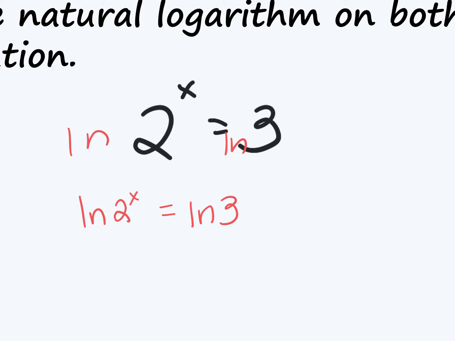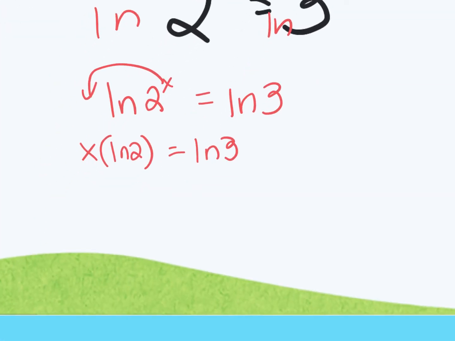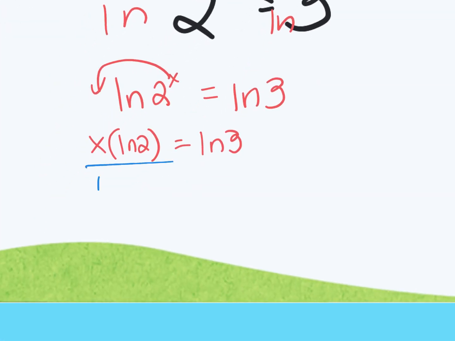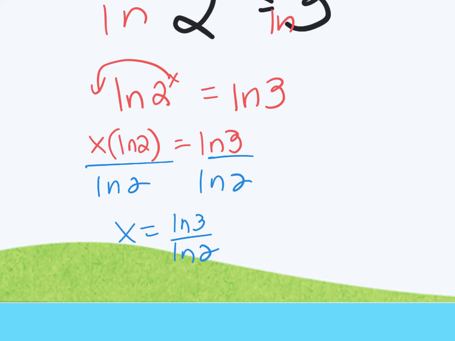Now here comes our rules of exponents. If I wanted to get rid of that exponent, if I wanted to move that x, where does it go? It goes to the front. So this becomes x times ln of 2 equals ln of 3, and then I would divide both sides by ln of 2. I would use the calculator to find ln of 3 divided by ln of 2, which is about 1.585.